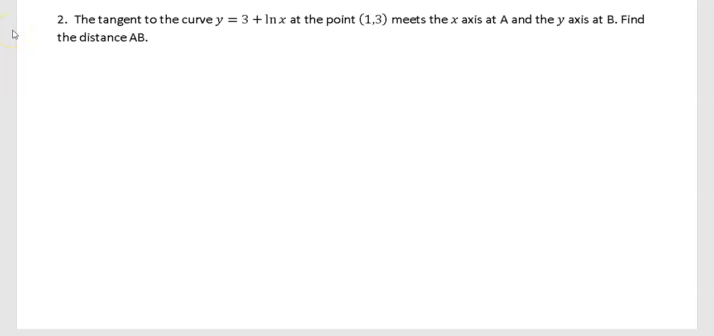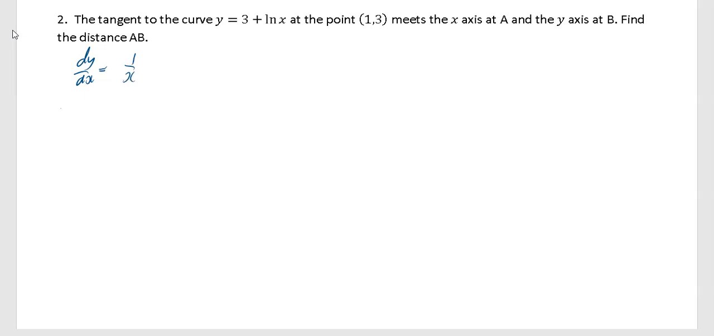Okay, the tangent to the curve y is equal to 3 plus ln x at the point 1, 3 meets the x-axis at A and the y-axis at B. Find the distance AB. So the first thing we've got to do is find the point A and B. So how we're going to find that is by finding the tangent. So to find the tangent, you're going to do your dy by dx first of all. So differentiate 3 plus ln x, you're just going to get 1 over x.